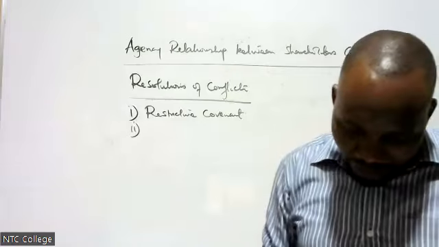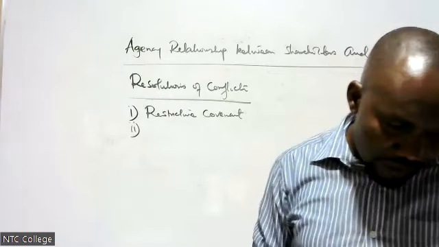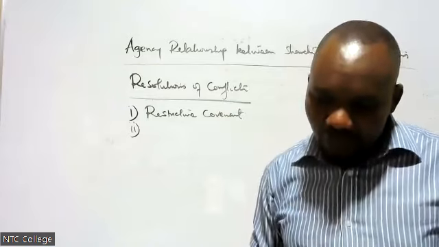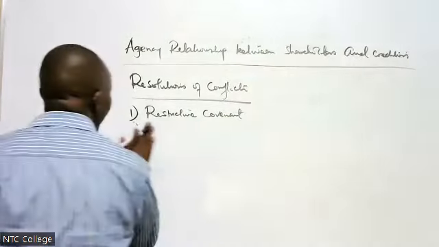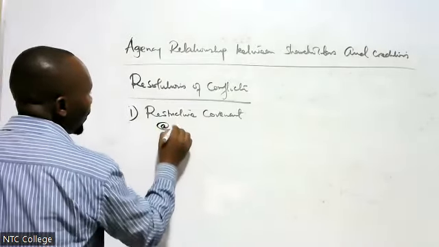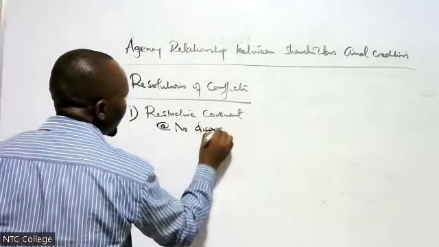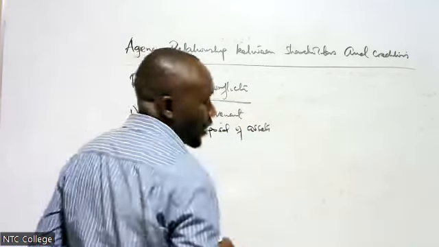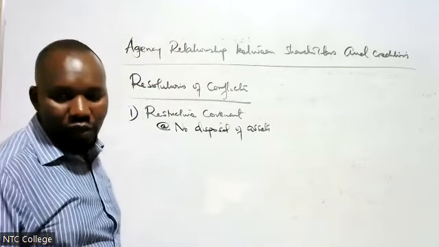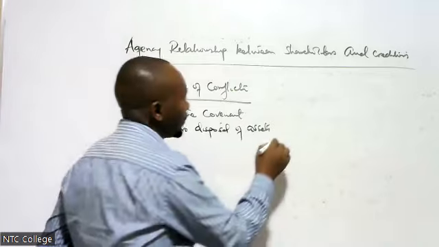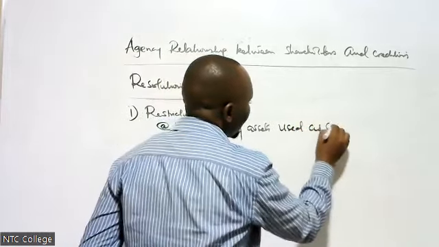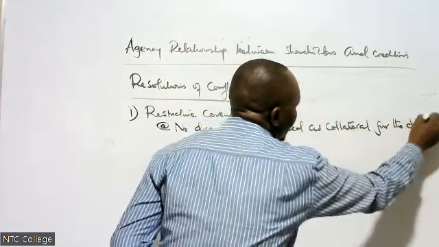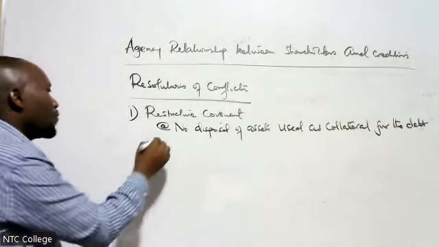One of the conditions that they might impose includes no disposal of assets used as collateral for the debt. No disposal of assets used as collateral for the debt. That is one condition that they can give.